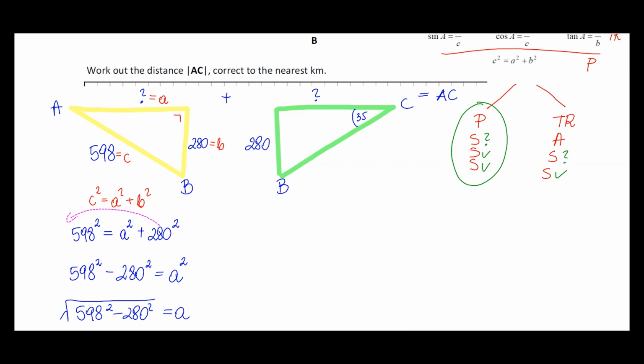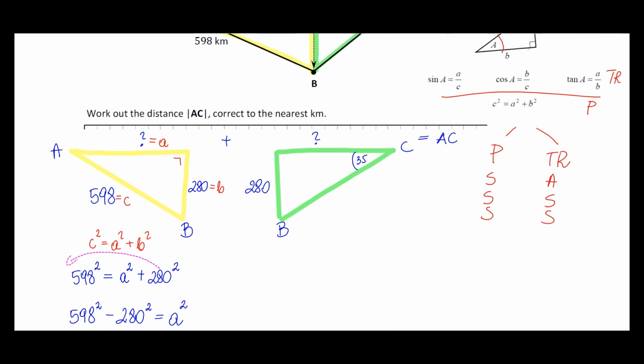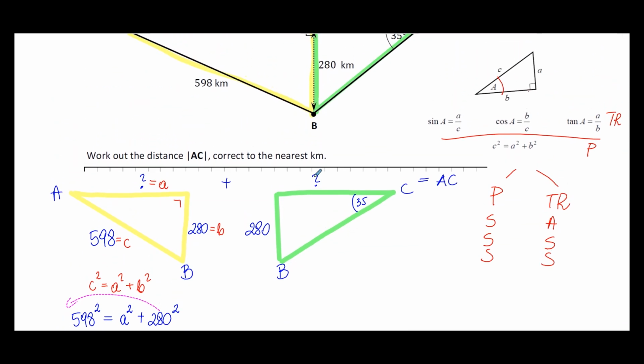So again, let's just remove our drawing because we have to consider it again. Is it Pythagoras or is it a trigonometric ratio we're going to use? Pythagoras needs 3 sides; a trigonometric ratio needs an angle and 2 sides. So let's see. What am I looking for? This side. I am looking for a side, question mark, don't have it, need to find. I have 280. That is a side, tick, have it. And then I have an angle of 35. So Pythagoras doesn't have enough information, therefore I know it's going to be a trigonometric ratio.